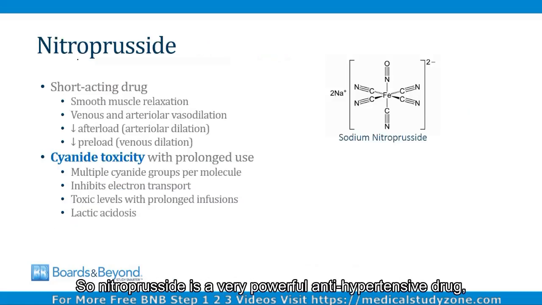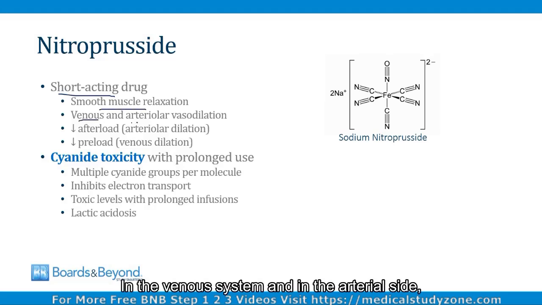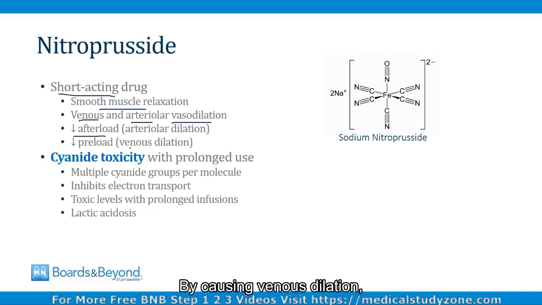So nitroprusside is a very powerful antihypertensive drug, generally only used in the setting of hypertensive urgency or emergency. It's a short-acting intravenous drug, and it causes smooth muscle relaxation. In the venous system and in the arterial side, this will lead to vasodilation. By causing arterial vasodilation, this lowers the afterload, and that lowers the blood pressure. By causing venous dilation, blood pools in the venous system, and this lowers the preload, which lowers the cardiac output, and that also lowers the blood pressure.